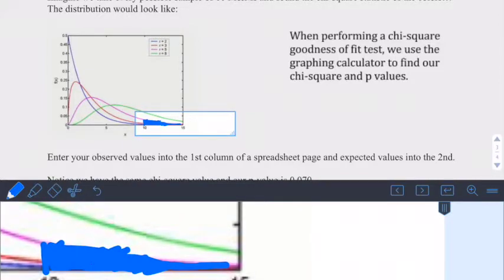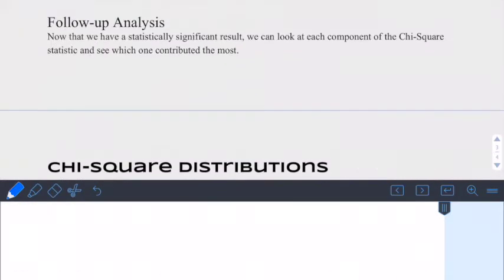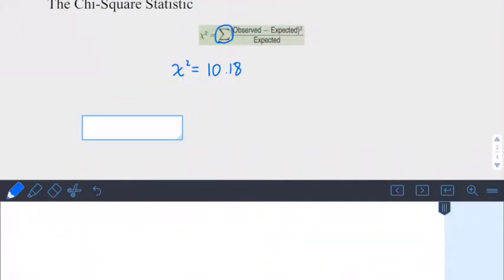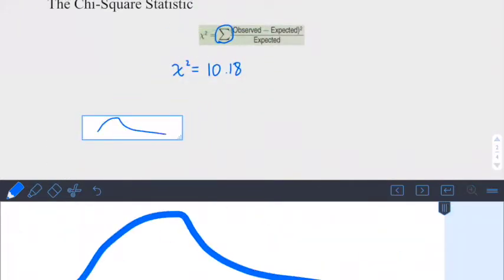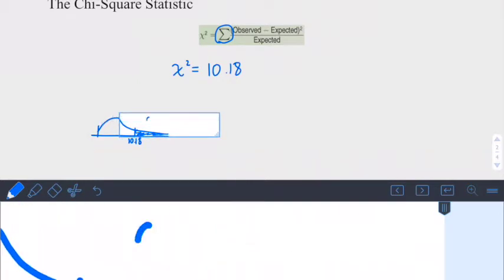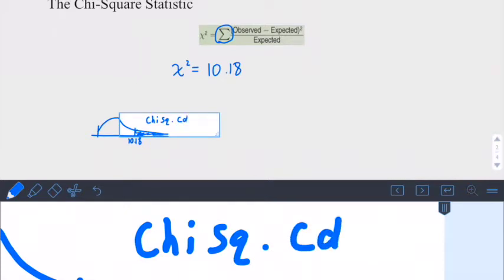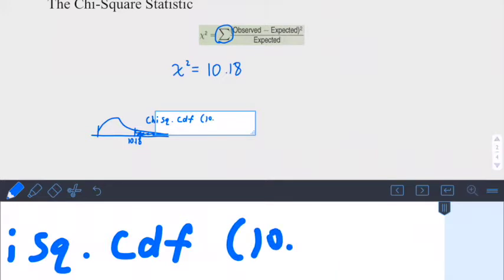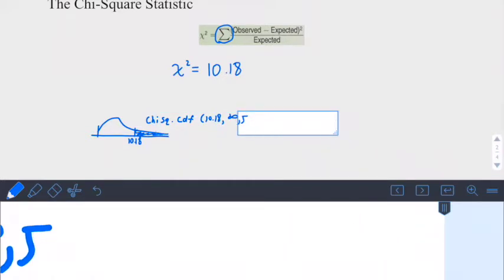So when we do our distribution and we can actually find our p-value this way, our chi-squared we would draw like this, skewed. Our chi-squared was at 10.18. And so we would want to do a chi-squared CDF, right, cumulative distribution function from 10.18 to infinity with 5 degrees of freedom. I believe that's kind of what it's going to look like. Let's go to our calculator for sure.